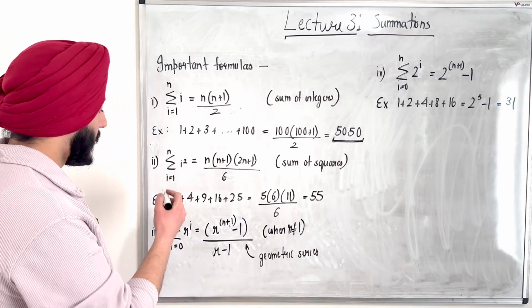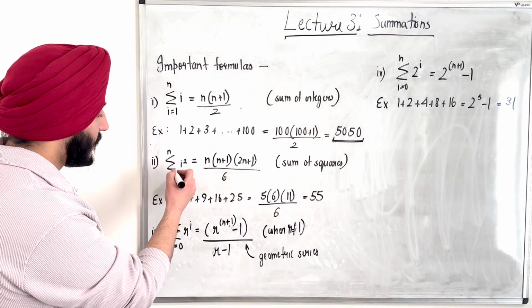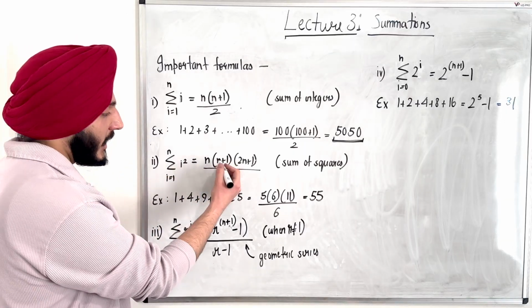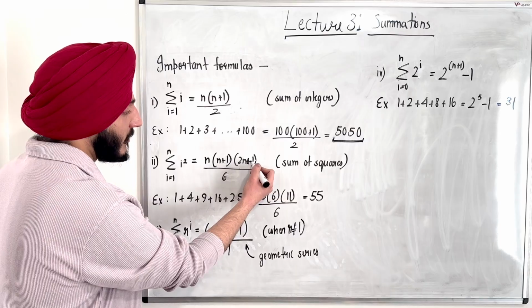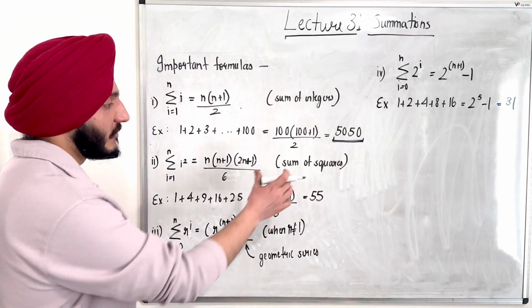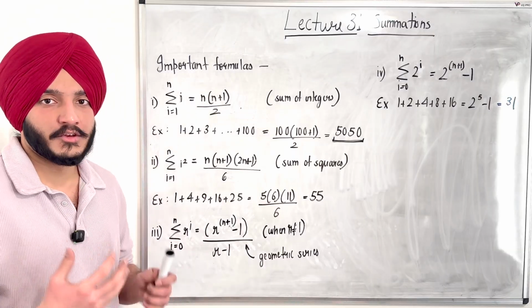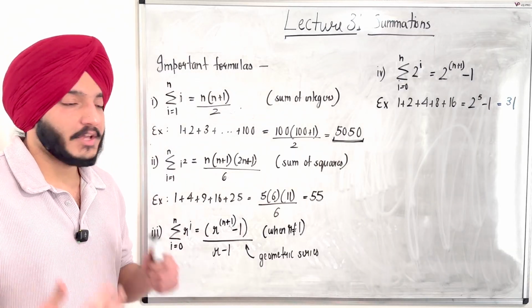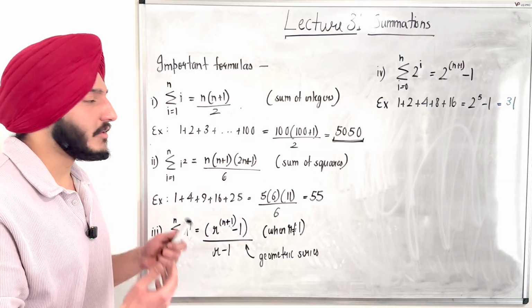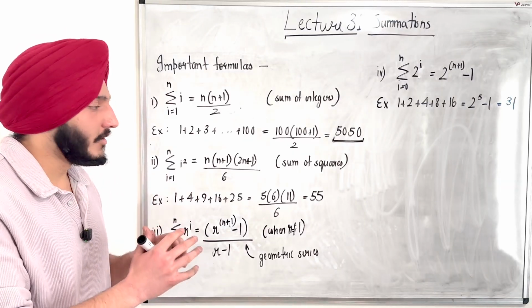Second one is the summation of i squared from i to n, which is basically n times n plus 1 times 2n plus 1 divided by 6, right? This is called the sum of squares equation. Once again, this is just a formula. There's not much understanding to it, but we will be covering the proofs in the next lecture. So don't worry for now, right?